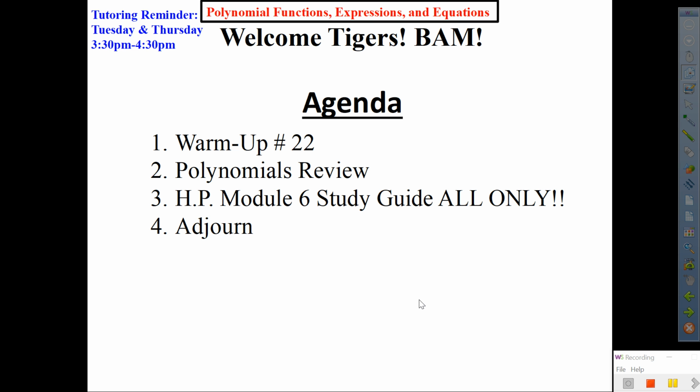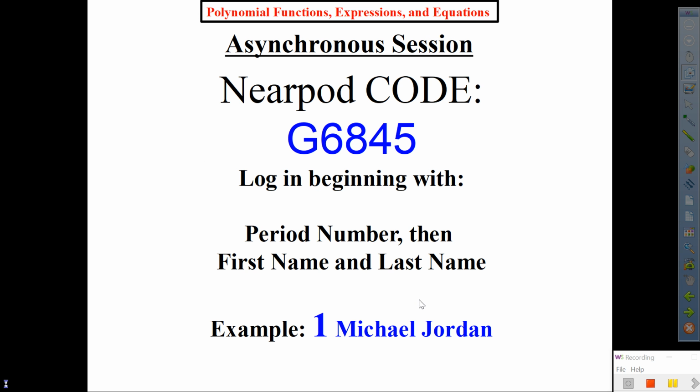And the rest of you copy the code for Nearpod. Code for today is G6845. G6845. And we'll wait for the rest. In the meantime, get a blank sheet of paper out, please.